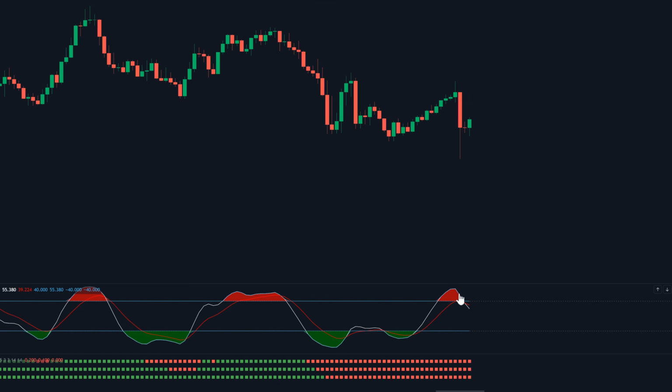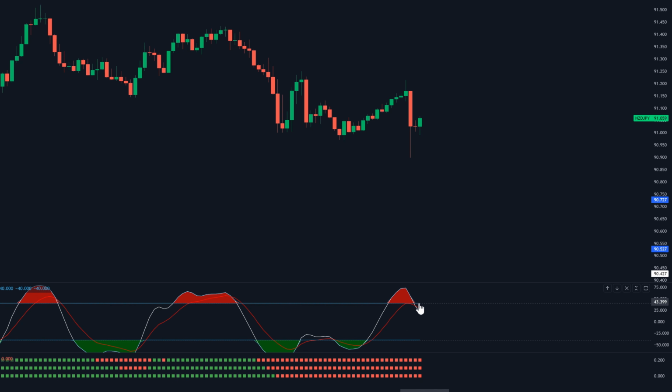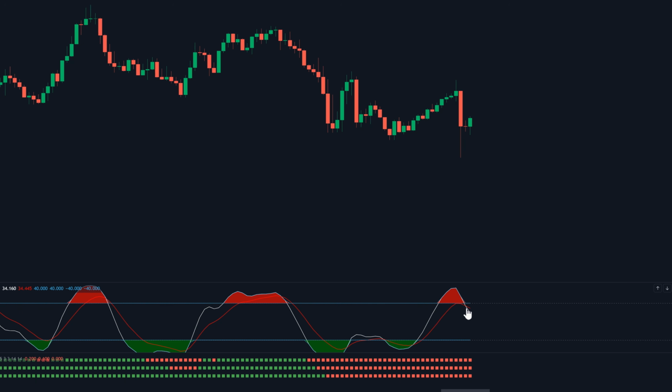Next, to confirm the end of the pullback, we need the white line to cross below this red line, and this crossover should happen below the +40 level on this indicator scale. This indicates that the bearish momentum in the market is now picking up, increasing the probability that the price may continue to go downwards. All our entry conditions are met on this candle, so we're gonna enter a short position here.